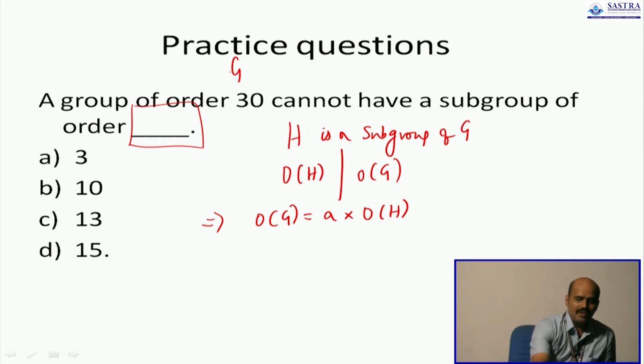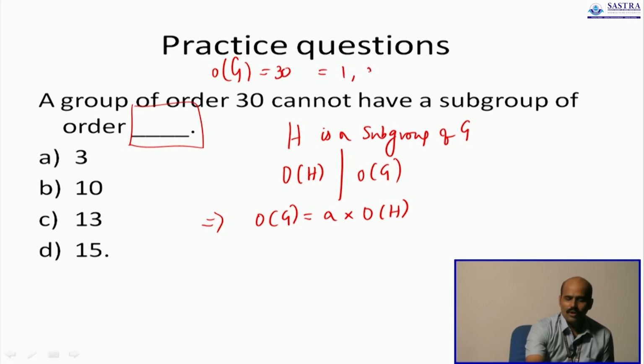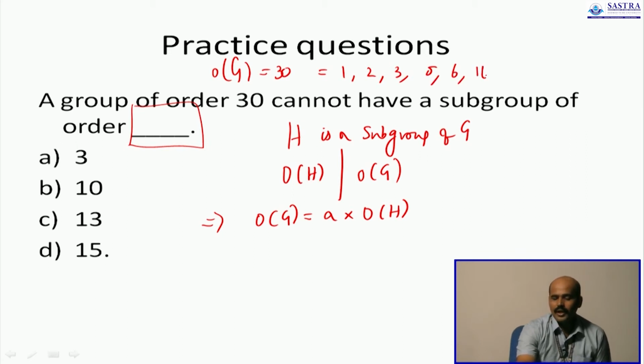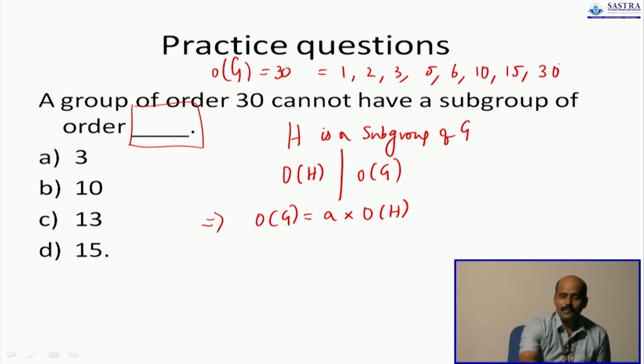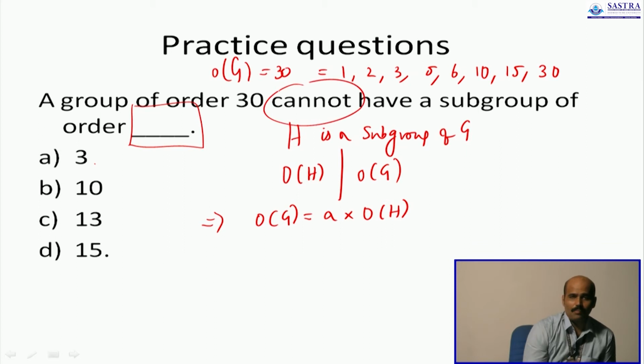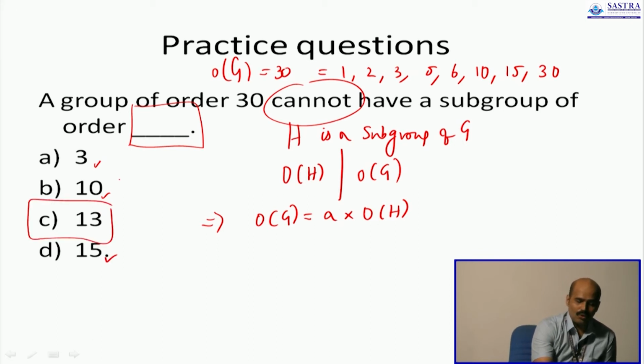The order of G given here is 30, and 30 has its factors in 1, 2, 3, 5, 6, 10, 15 and 30. 1 and 30, 2 and 15, 3 and 10, 5 and 6. So any subgroup of the group can only be of these orders. So it can be of order 3, 3 is okay, but you are looking for an order which cannot be possible. So 3 is okay, 10 is okay, 15 is okay, 13 is not okay.